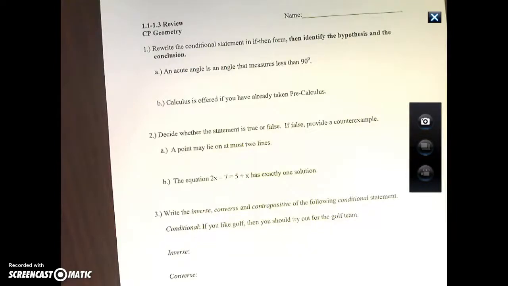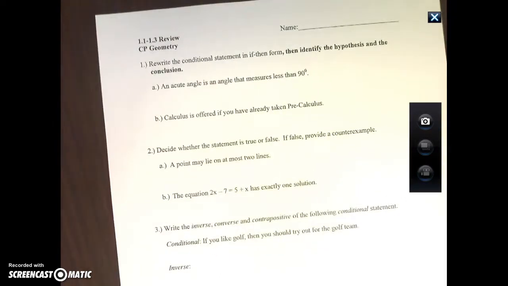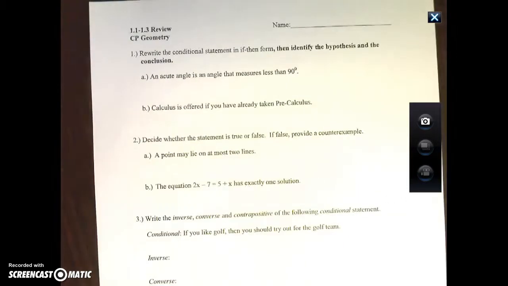Welcome back, everybody. So what we got today is your 1.1 through 1.3 review. So I'm just going to jump right in and start going through everything. Here we go. This is the review that you're going to see for your quiz tomorrow or the next day. So here we go. 1.1 to 1.3 review.